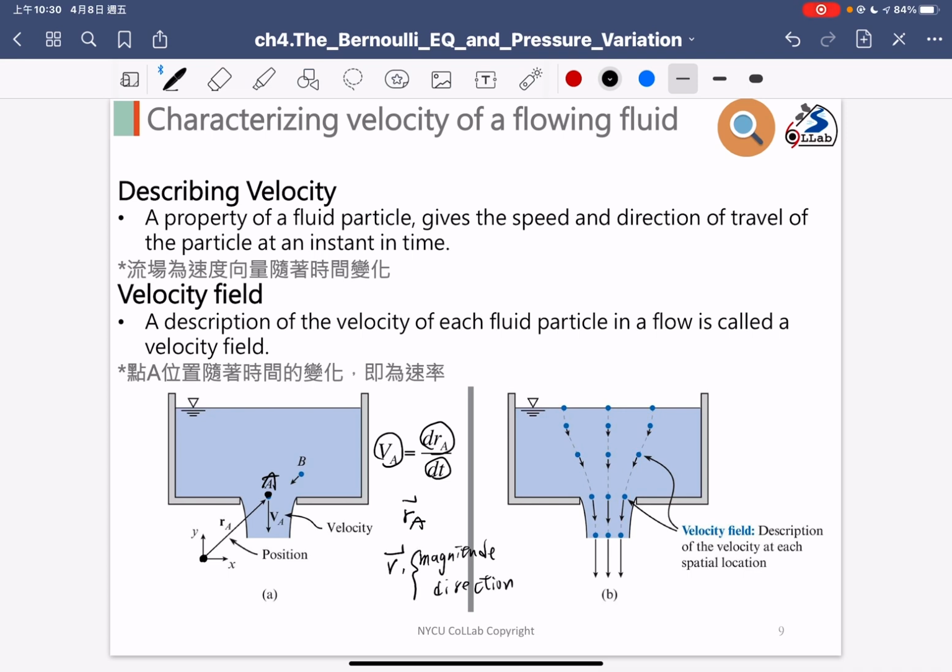Okay, so we need two pieces of information: the velocity is a vector, not a scalar. We need to determine how large the velocity magnitude is and what the velocity direction is. As you can see, at different points of the fluid particle, the velocity vector has the same magnitude but different directions. So for the velocity field, there are two pieces of information we need to determine. The first one is the magnitude of the velocity, and the second one is the direction.